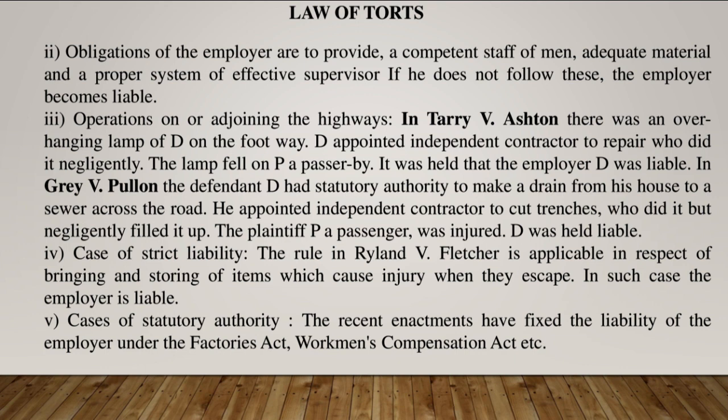3. Operations on or adjoining the highways. In Tarry v. Ashton, there was an overhanging lamp of D on the footway. D appointed independent contractor to repair who did it negligently. The lamp fell on a passerby. It was held that the employer D was liable. In Gray v. Pullen, the defendant D had statutory authority to make a drain from his house to a sewer across the road. He appointed independent contractor to cut trenches, who did it but negligently filled it up. The plaintiff, a passenger, was injured. D was held liable.